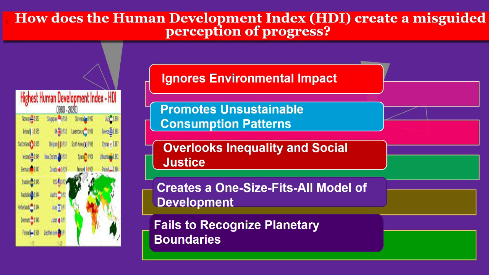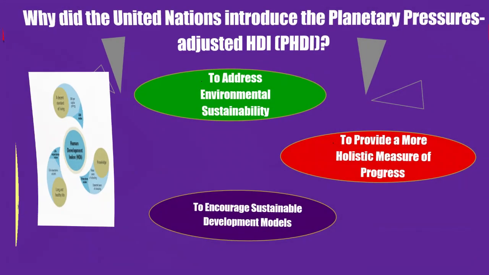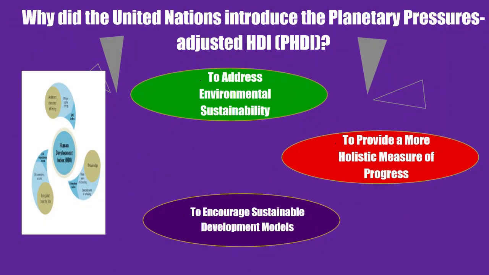It fails to recognize planetary boundaries, that is, HDI does not measure whether a country's development exceeds ecological limits, nor does it encourage environmental sustainability. So Nordic countries rank at the top of HDI despite consuming resources equivalent to five planets per capita. So first of all, why did the United Nations introduce the Planetary pressures-adjusted HDI?